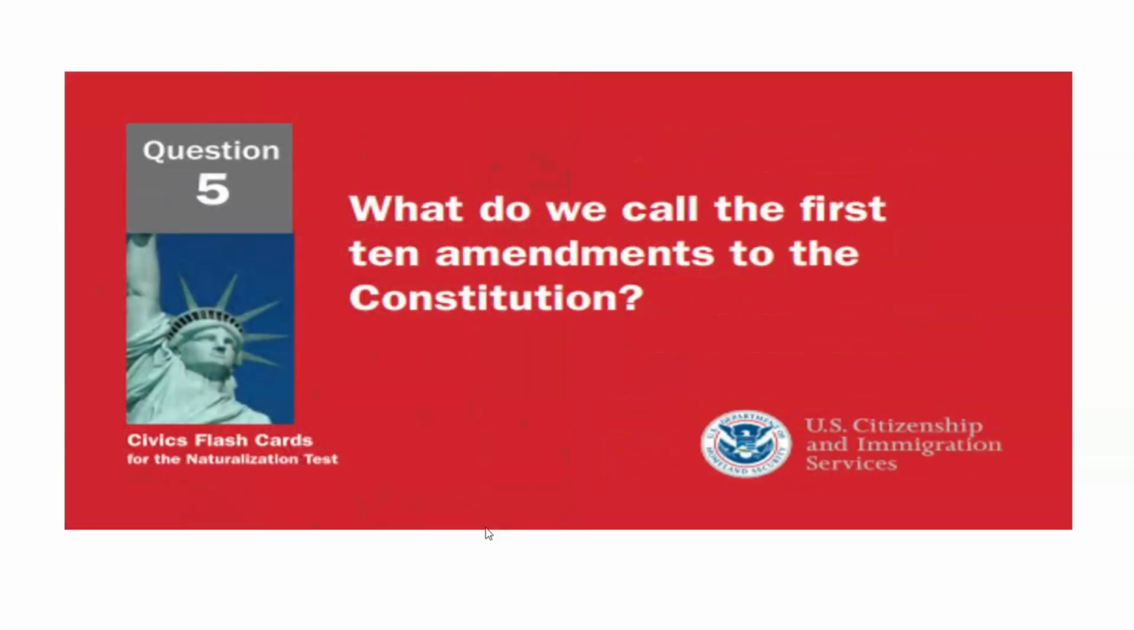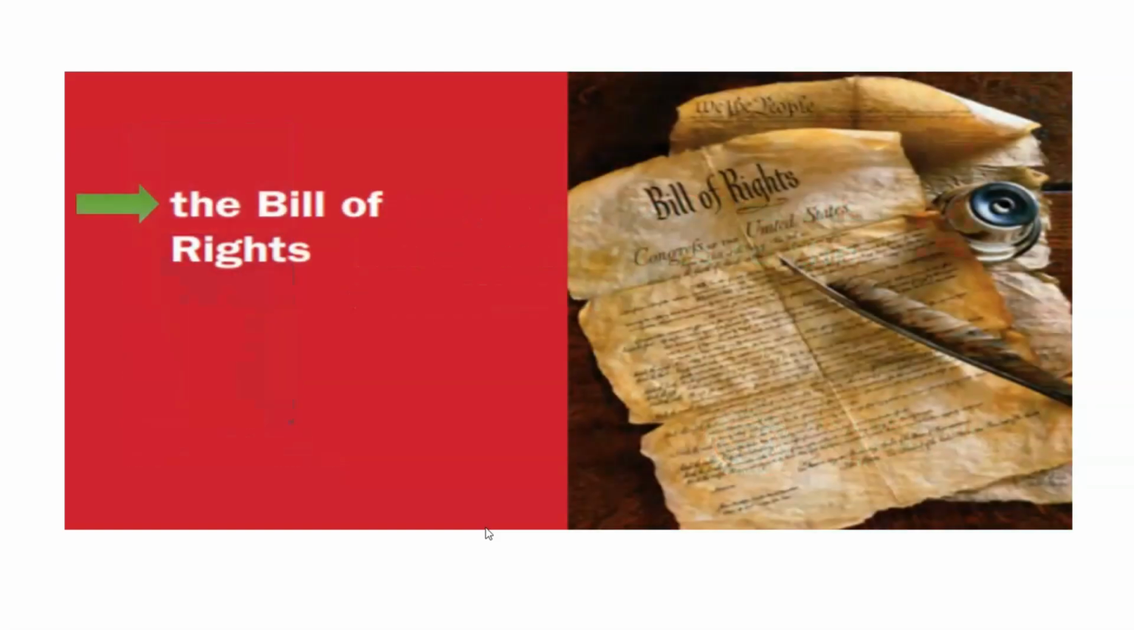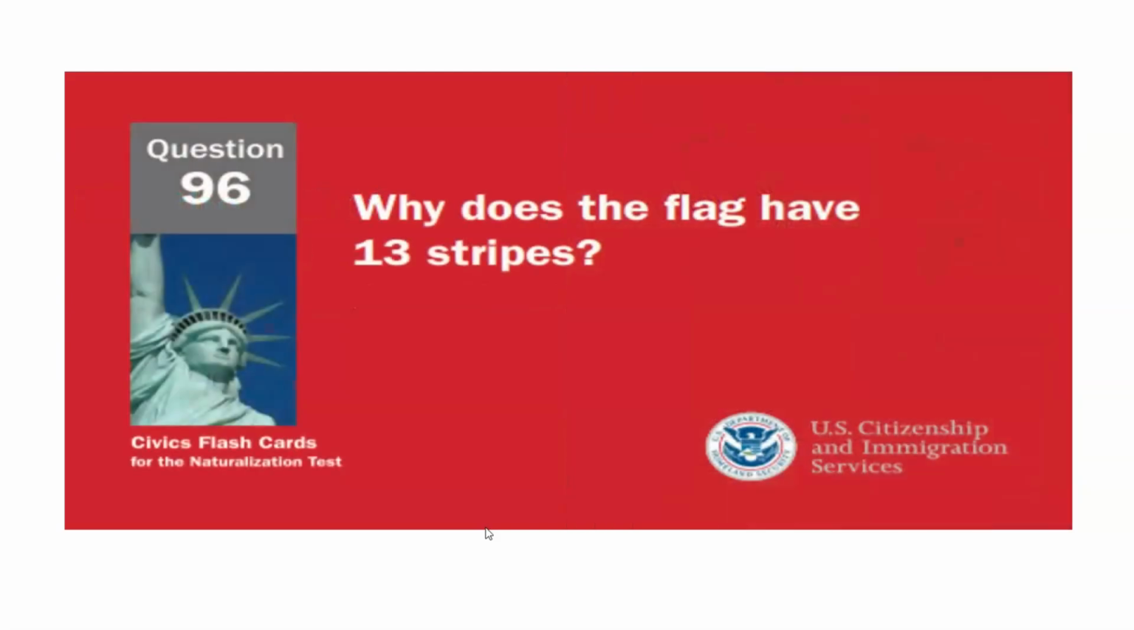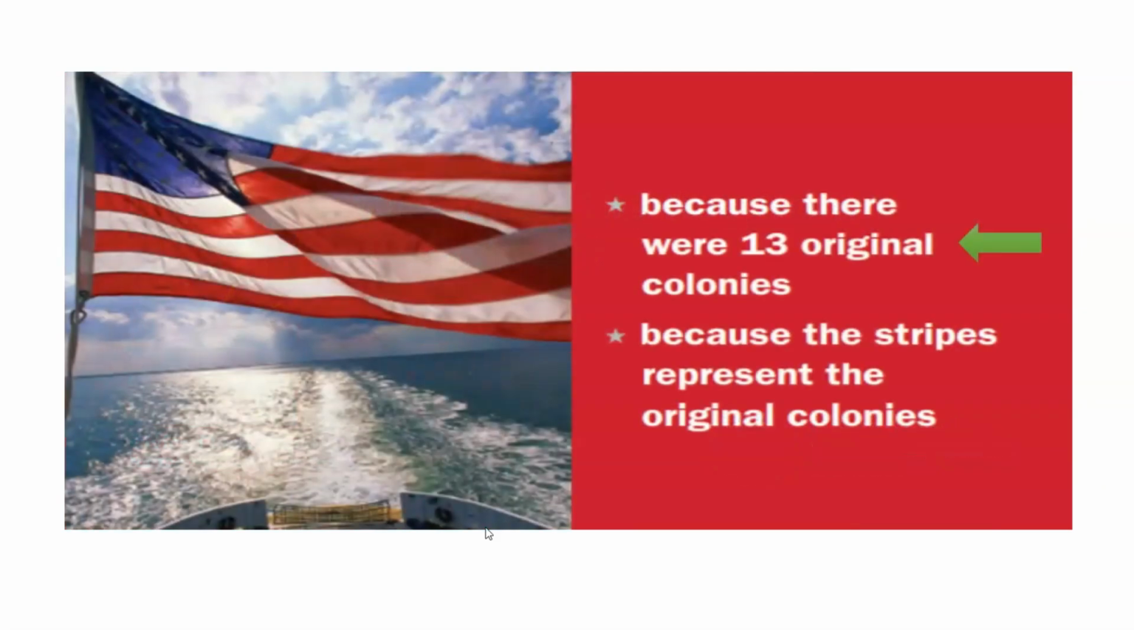What do we call the first 10 amendments to the Constitution? The Bill of Rights. Why does the flag have 13 stripes? Because there were 13 original colonies.